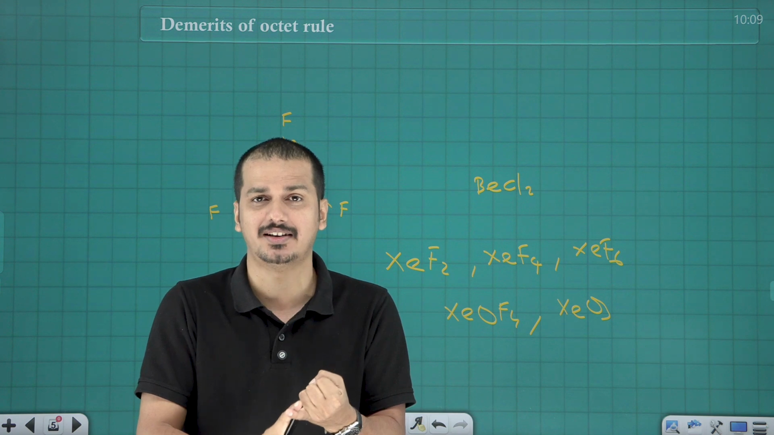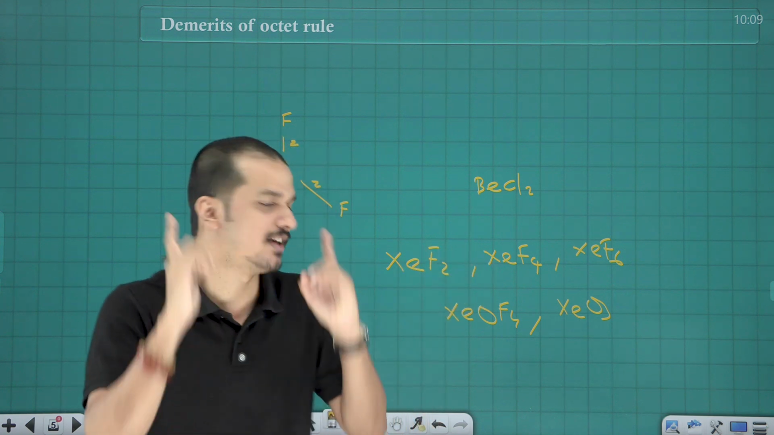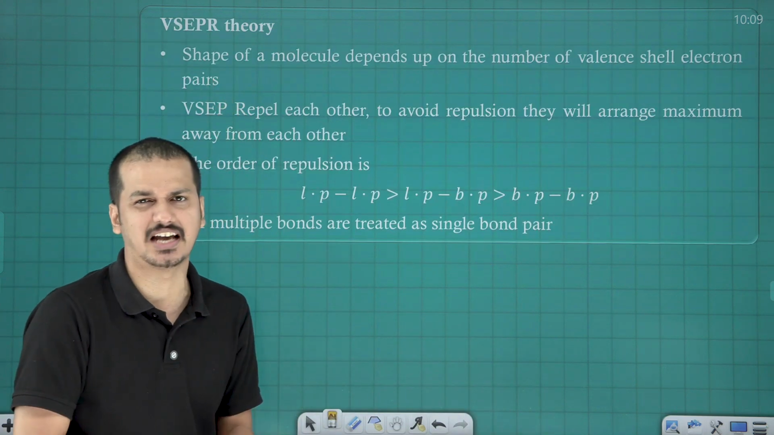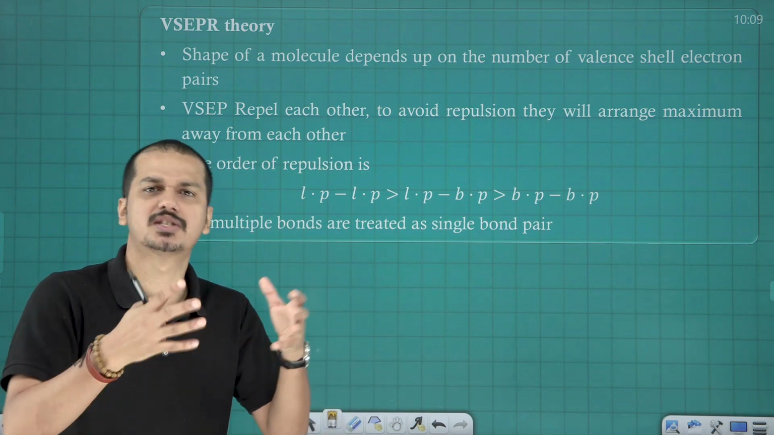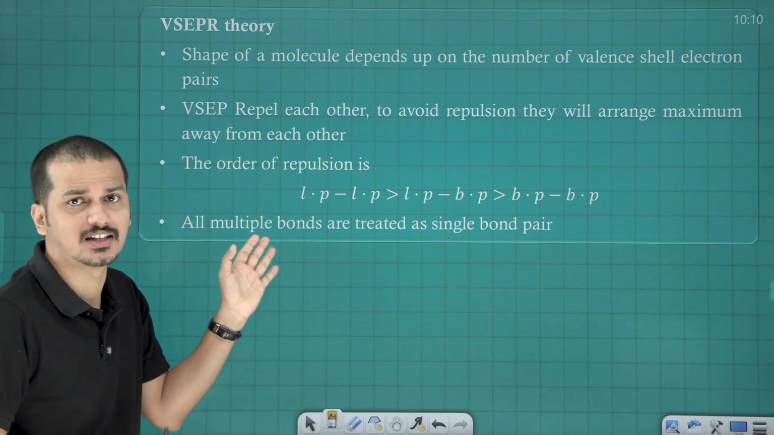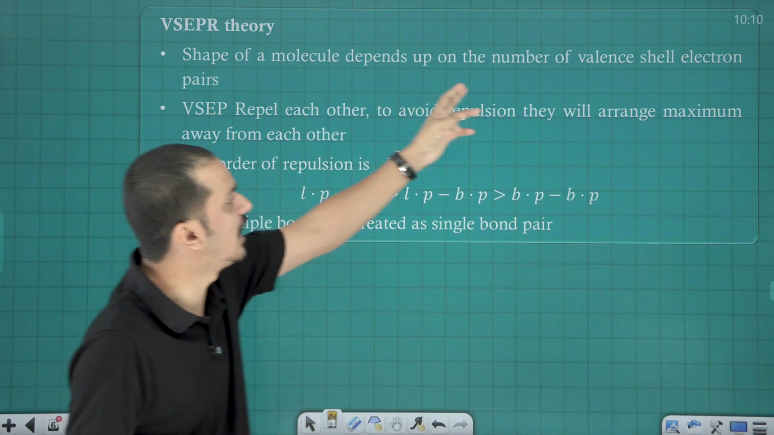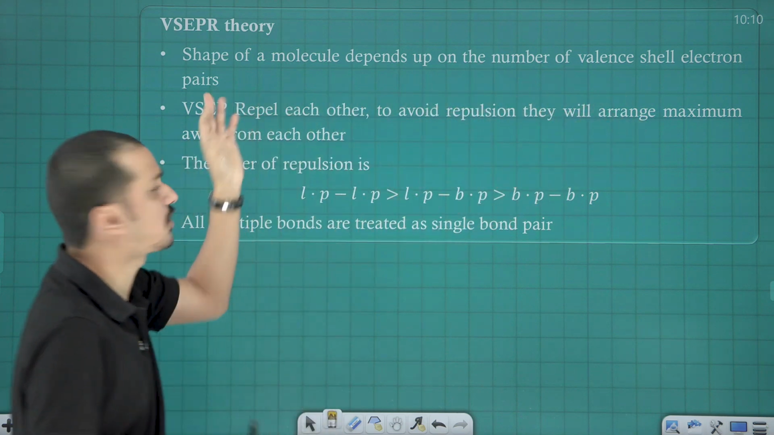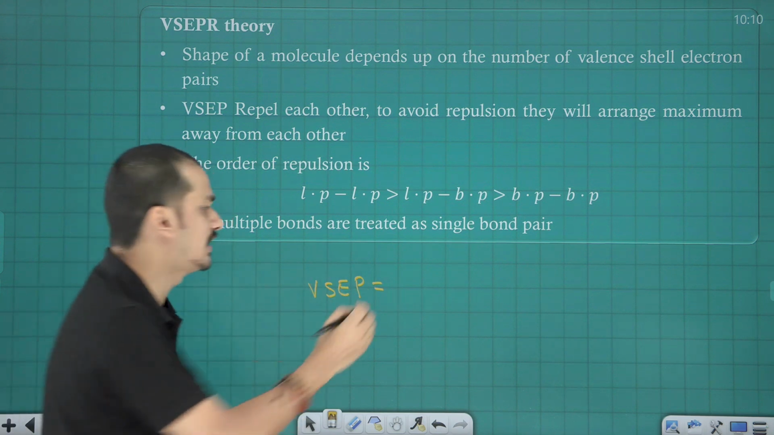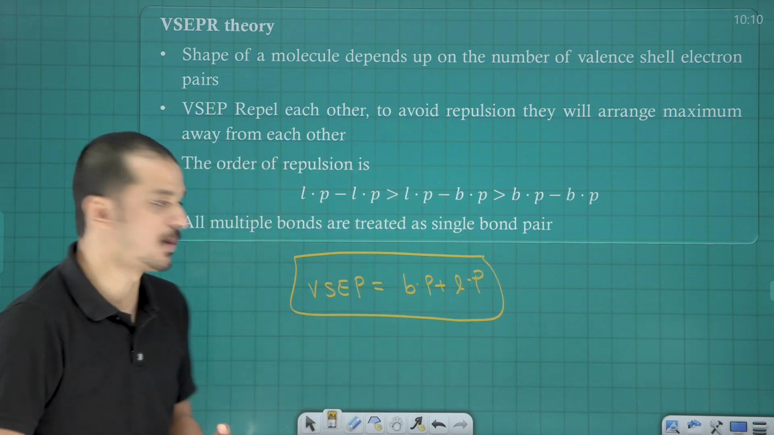What is superoctet? That means expanded octet. What is electron deficient? Such questions may come. Ready? Then after that, dears, we have to learn about the VSEPR theory. Actually, it tries to explain the shape of the molecule. Valence shell electron pair repulsion theory. 4 postulates are there that you have to keep in mind. The shape of a molecule depends on the number of valence shell electron pairs. Valence shell electron pairs is nothing but the sum of bond pairs plus lone pairs. Bond pair plus lone pair.